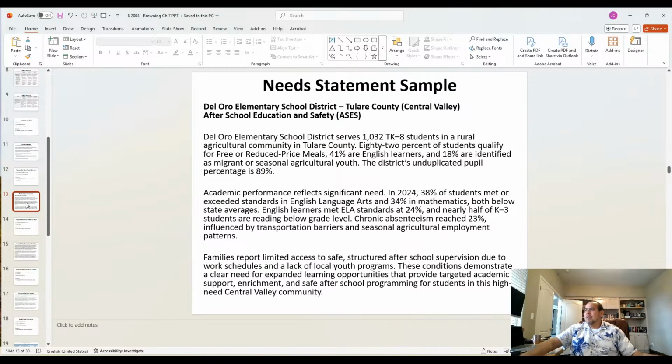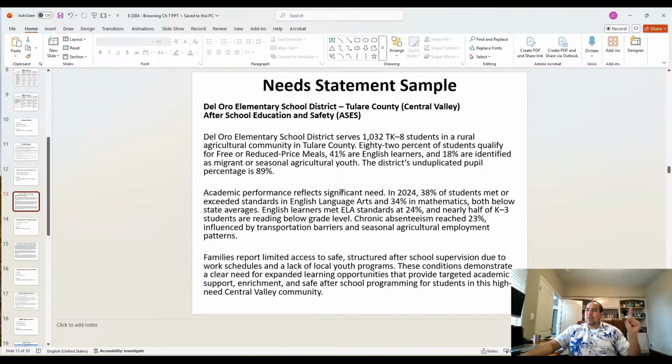Okay. Here's an example of a neat statement, right? This is Del Oro Elementary School District in Tulare County. Their after-school education and safety program serves 1,032 TK to 8 students in a rural agricultural community. 82% qualify for free and reduced price meals. 41% English learners. 18 identified as migrant seasonal agriculture youth. Unduplicated pupils is 89%. Academic performance reflects a significant need.